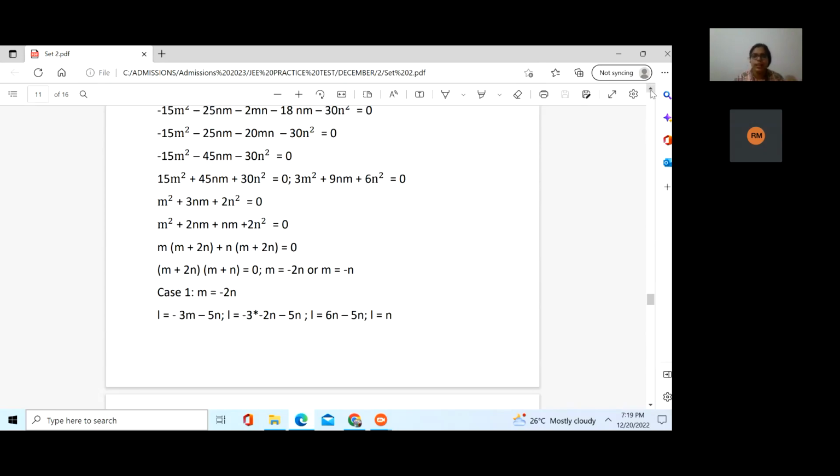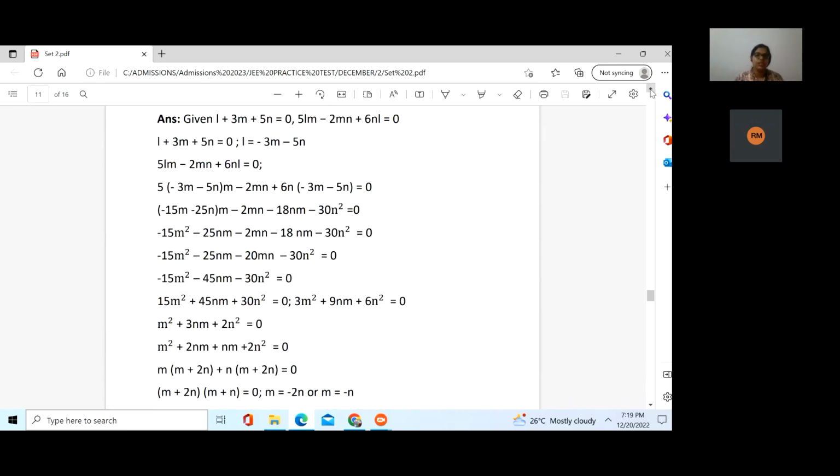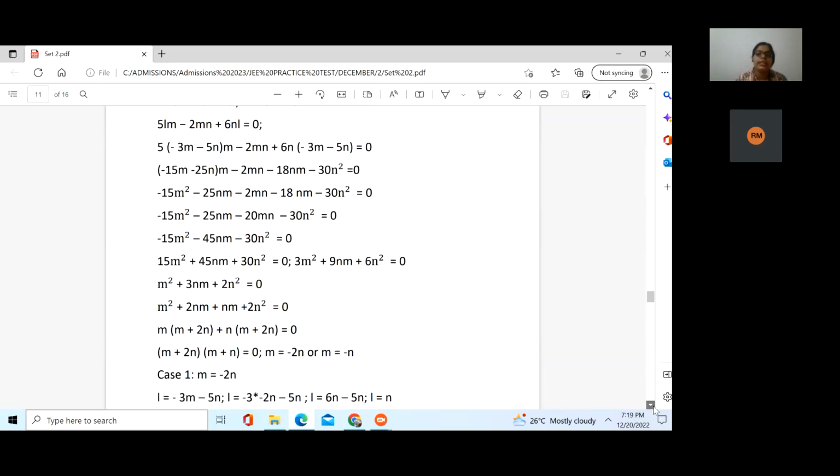I'll give 2 minutes for you to solve this problem up to this point. These are the two equations given in the question: l plus 3m plus 5n equal to 0 and 5lm minus 2mn plus 6nl equal to 0. From the first equation, I'll be able to segregate l. I'll substitute it in the other equation and come up with an equation from which I can get two solutions for m. m is equal to minus 2n and m is equal to minus n.